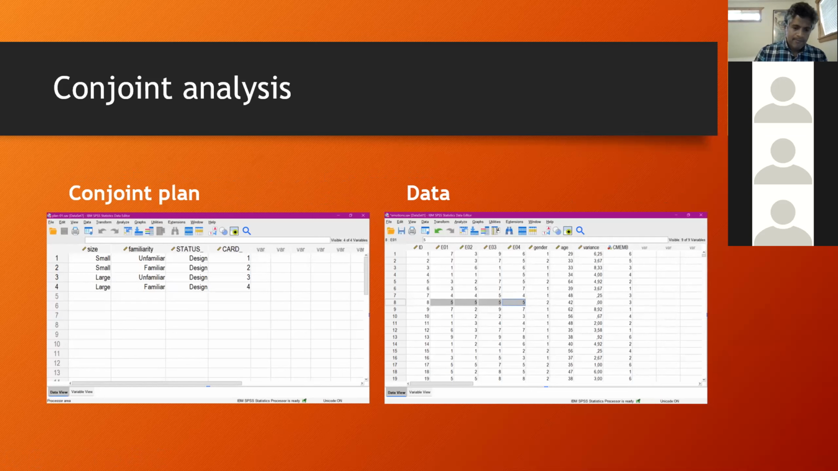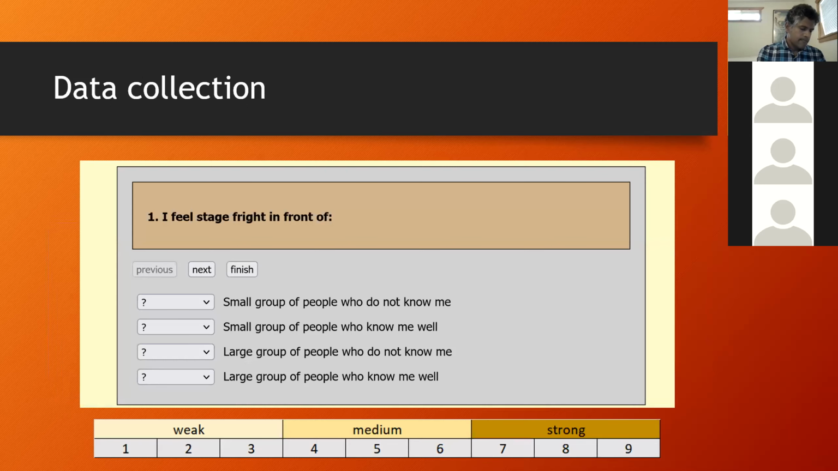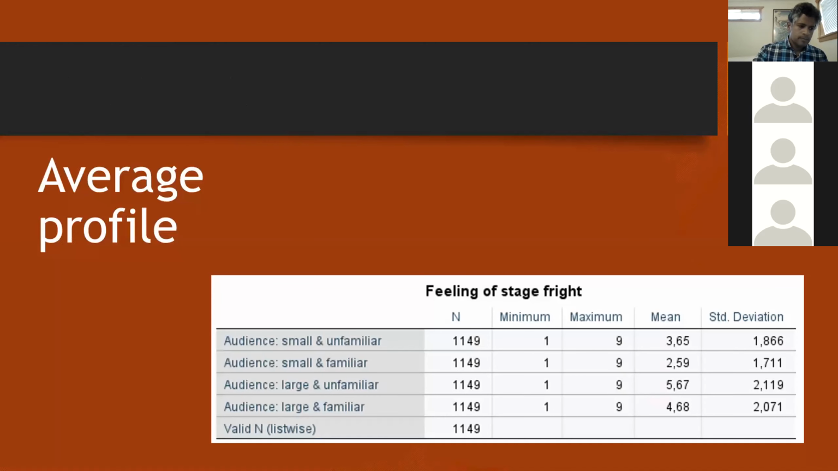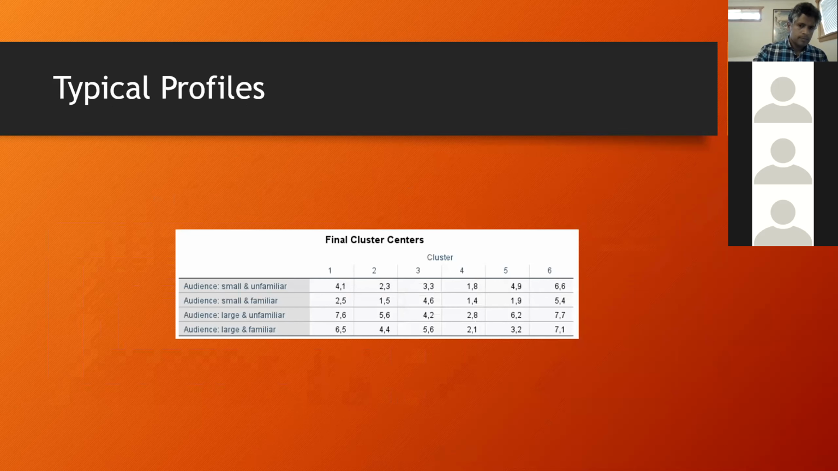I constructed a 44-point questionnaire using a conjoint plan that is shown on the screen now, and collected data using 11 blocks of 4 items each. In each block, a person can describe intensity of emotions using a 2-level 9-point scale. And later we can analyze those data as signatures or behavioral profiles.